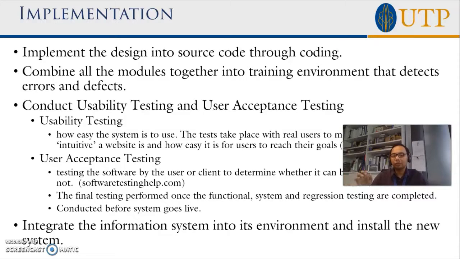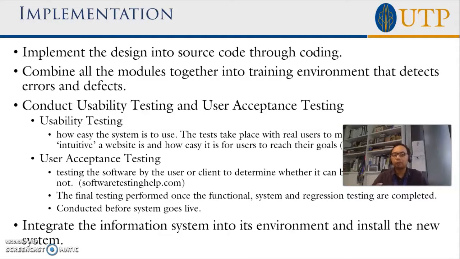Okay, so the final testing is performed once the functional system and regression testing are completed. It here means that you would do a user acceptance test after the programmers and the system analyst have verified that the system is working. Basically, it's a fully functional system, but it is not being put into actual live production yet. Okay, all the modules are working.